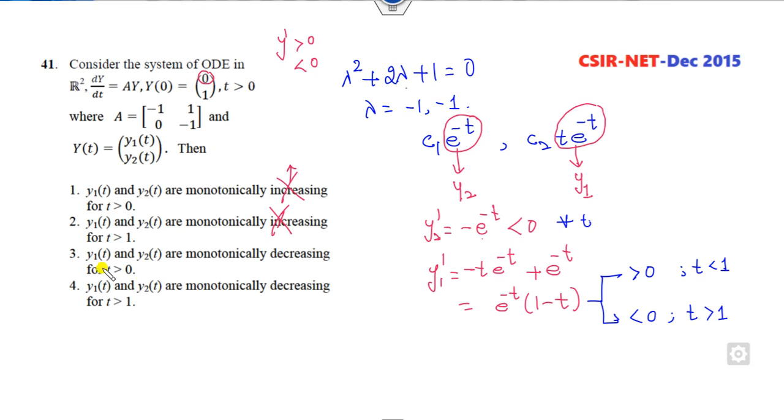Now y1 and y2 both are monotonically decreasing. So this is decreasing when t is greater than 1. But t is greater than 0, it's decreasing, cancel out. y2 is decreasing, y1 is decreasing when t is greater than 1. So the right answer is the 4th, that is D is the right answer.